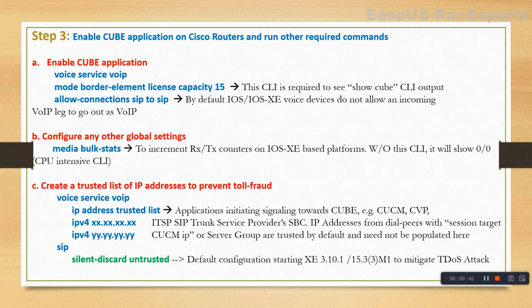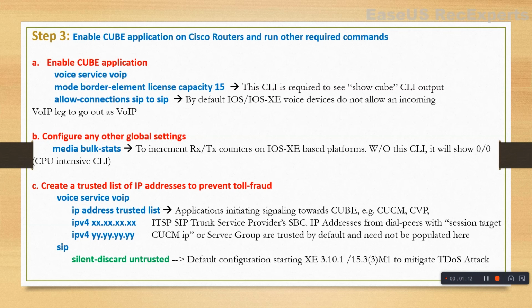Now, if your CUBE has an H.323 or SIP connection, which is also a CUBE, not recommended, but it can be a CUBE and it will work. You have to add another command, allow-connections h323 to sip. That will be mandatory in that case. But there are very few H.323 to SIP CUBEs. So this is the common command, allow-connections sip to sip.